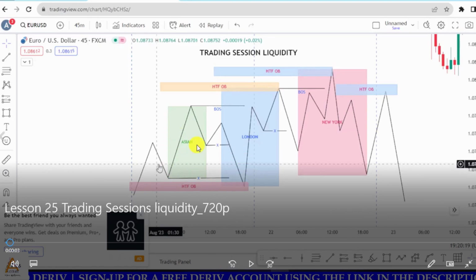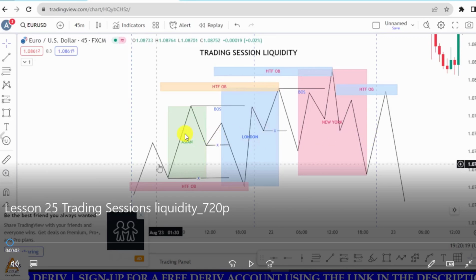All right, so about session liquidity, like I mentioned last time, we have three major sessions: the Asian session, the London session, and the New York session. These are just drawings over here. These are not real market moves. These are just drawings to depict something, for educational purposes, right? So over here we have the Asian session, the London, and the New York.